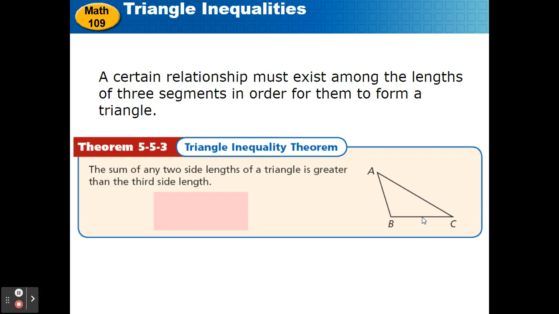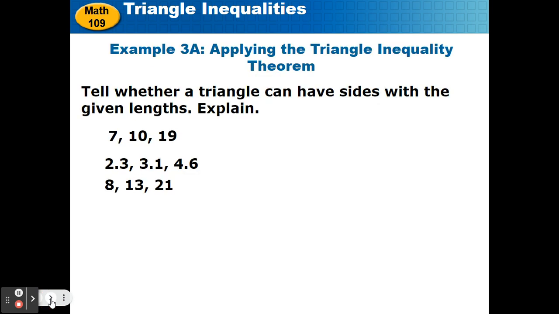So AB plus BC must be greater than AC. Additionally, BC plus AC must be greater than AB, and AC plus AB must be greater than BC. So let's look at these. Can a triangle have sides with the given lengths?